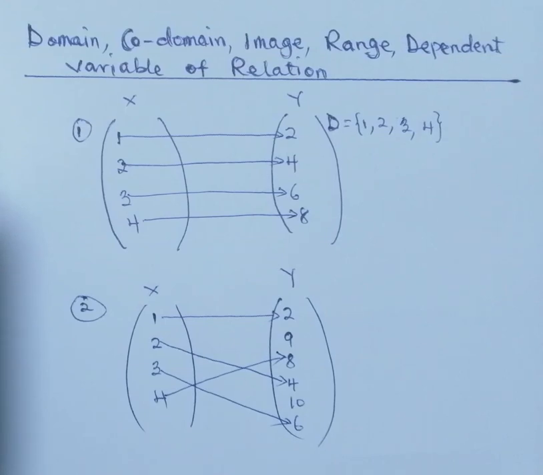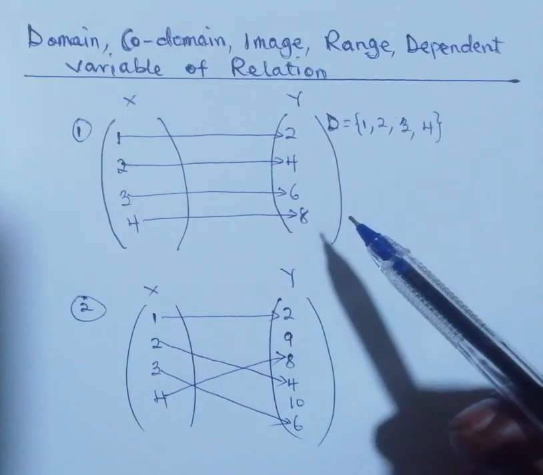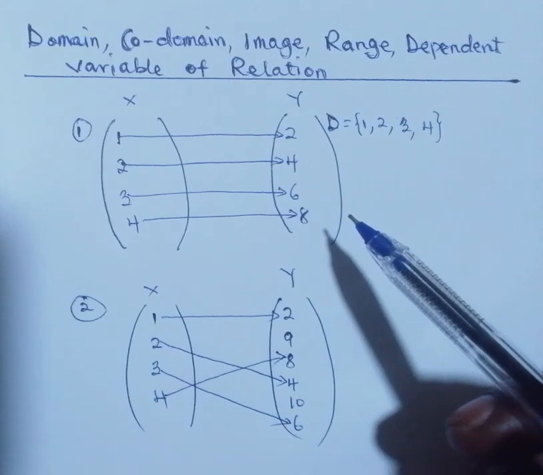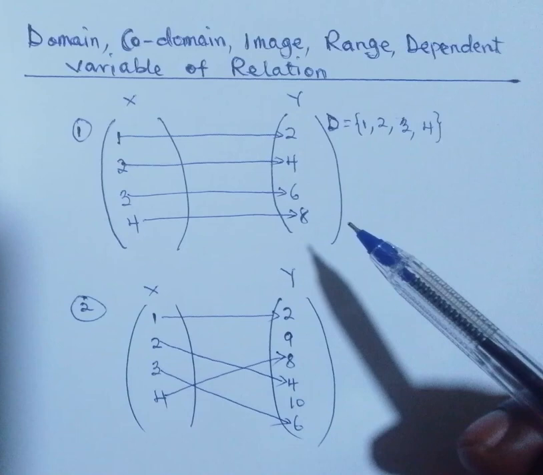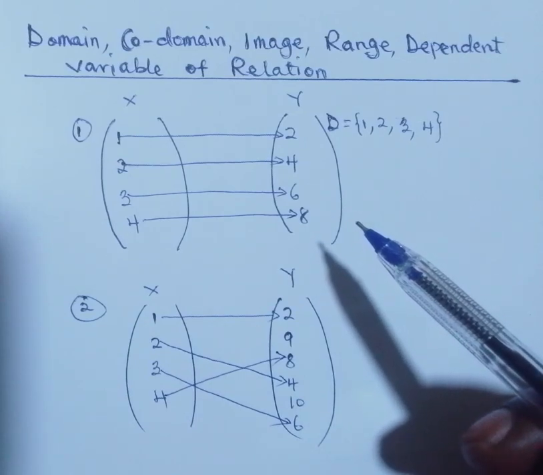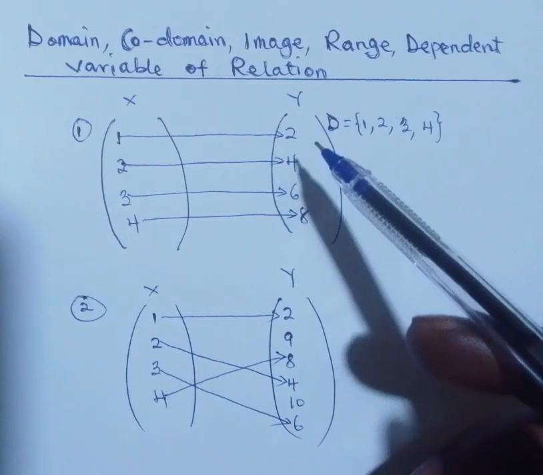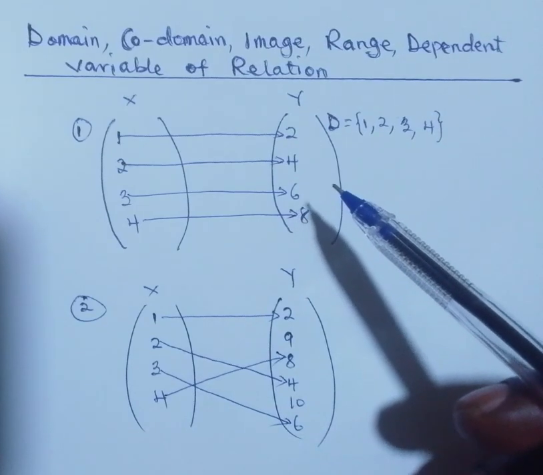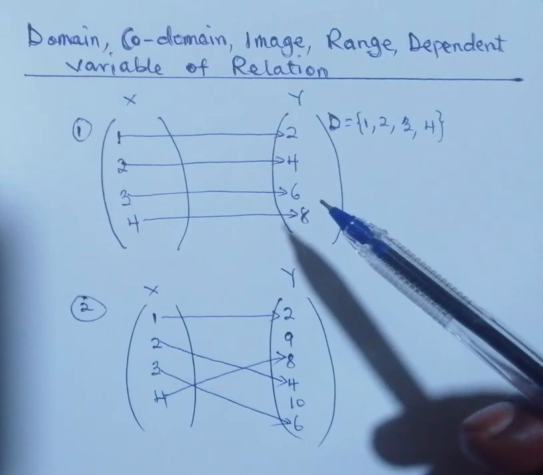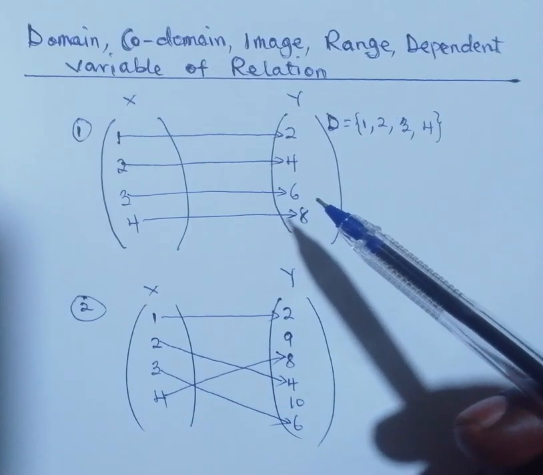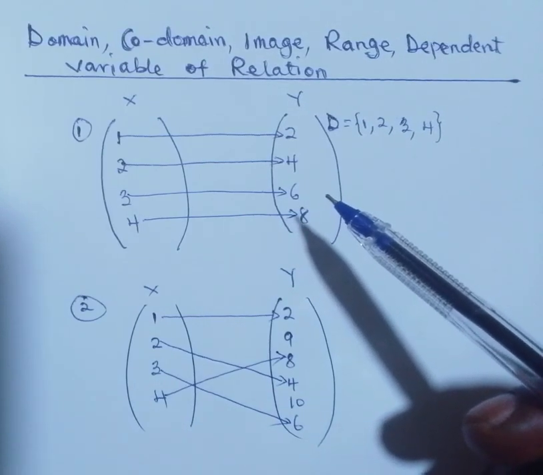Good. Now if I ask you to tell me what the codomain is, the codomain is the set of all possible values of y. And the codomain on the Cartesian plane also represents the values on the y axis. So let's take note of that.